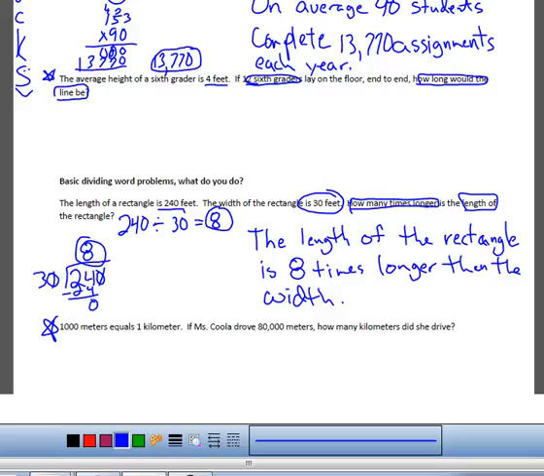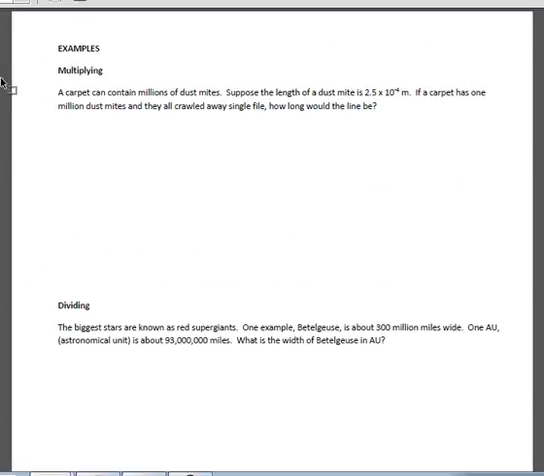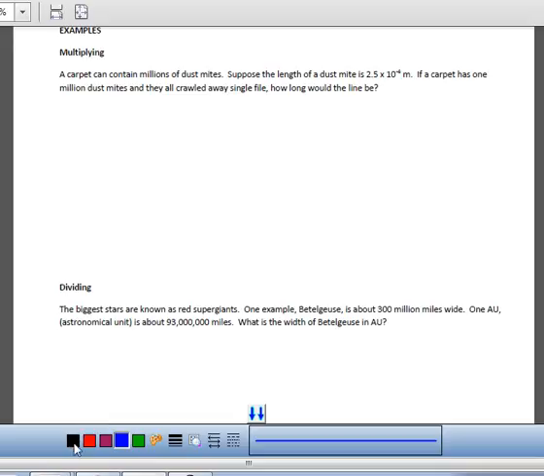Okay, now over on to page 21. Now we're going to deal with this in scientific notation. And it's really not that bad. Again, we're going to be using boxes, so go ahead and write that along the side. I always do.